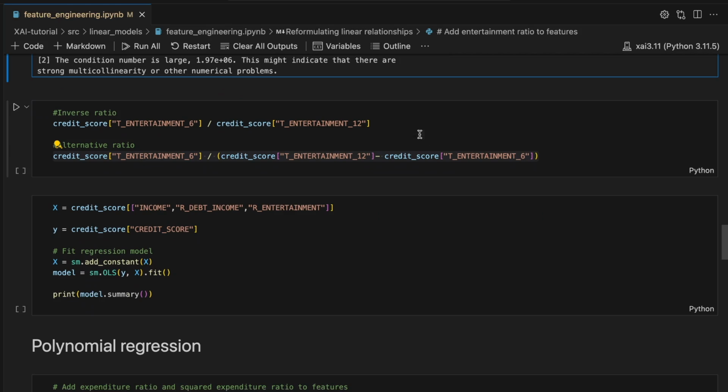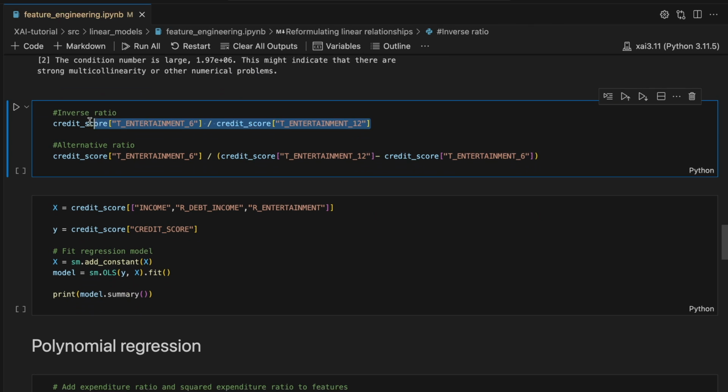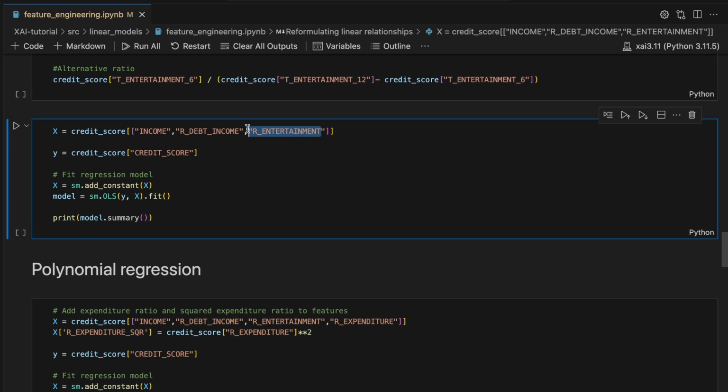The good news is we could adjust this feature by taking the inverse, or we could take the ratio of expenditure in the last 6 months to the first 6 months. This would give us a clearer comparison of the two periods and a better understanding of how expenditure on entertainment has changed. In fact, the R expenditure feature in the credit score dataset was created using the first approach. So let's train a model using this feature instead.